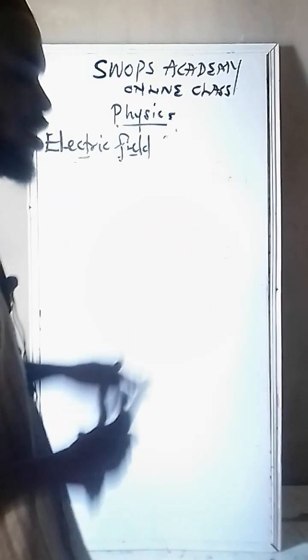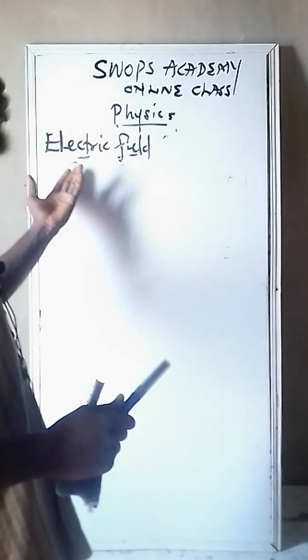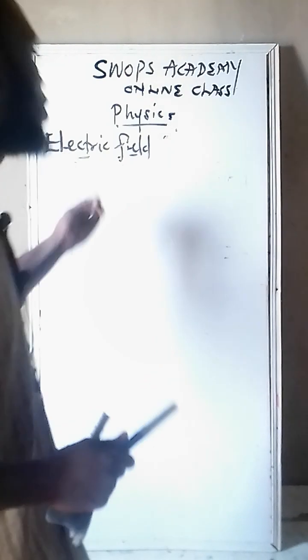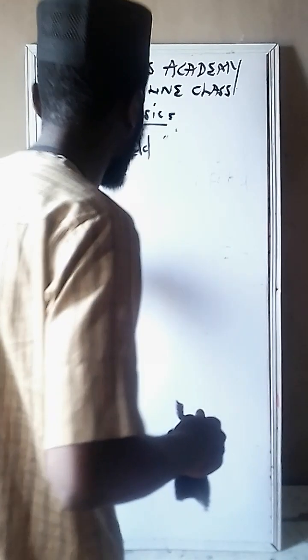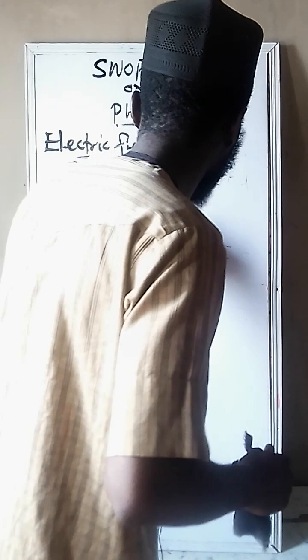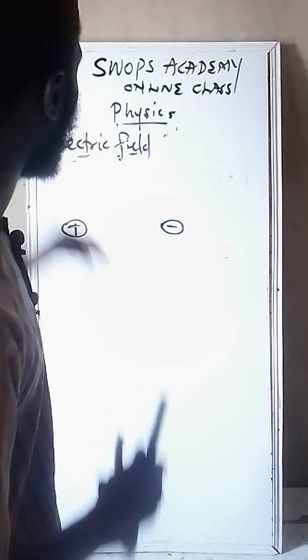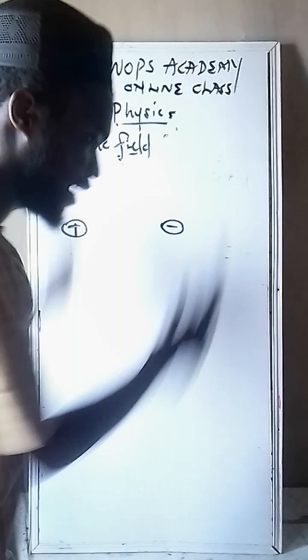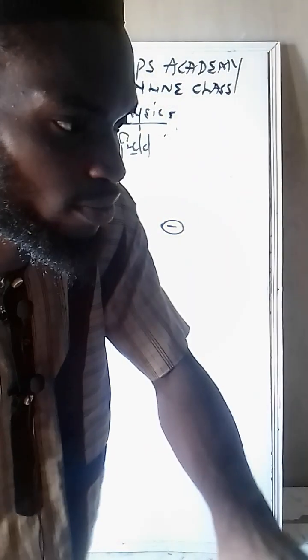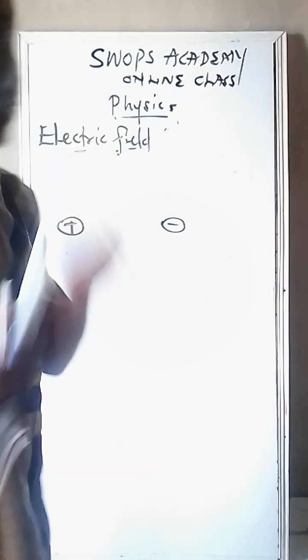Now the diagrammatic representation of this electric field is that, when we say electric, what should come to mind? We have plus and we also have minus. Now, if we have plus and minus, in the exam, JAMB might bring a diagram and say, classify this diagram into what field? WAEC can also do that. Classify this diagram into what field?